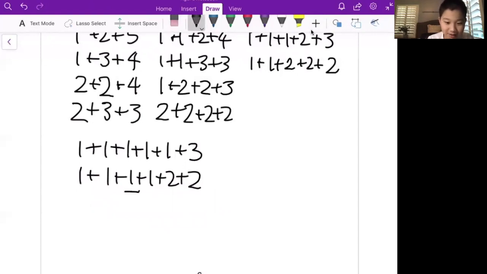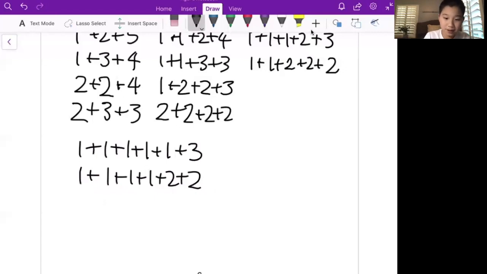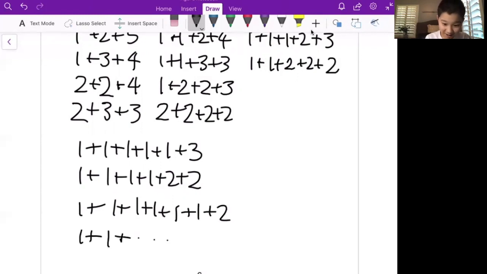This is the thousands digit and this is the 10,000s digit, by the way. I might have not been that clear in the explanation of what is a digit. But now let's do 7 digits. 1 plus 1 plus 1 plus 1 plus 1 plus 1 plus 2. That's it. And then the 8 digit is just 8 ones.